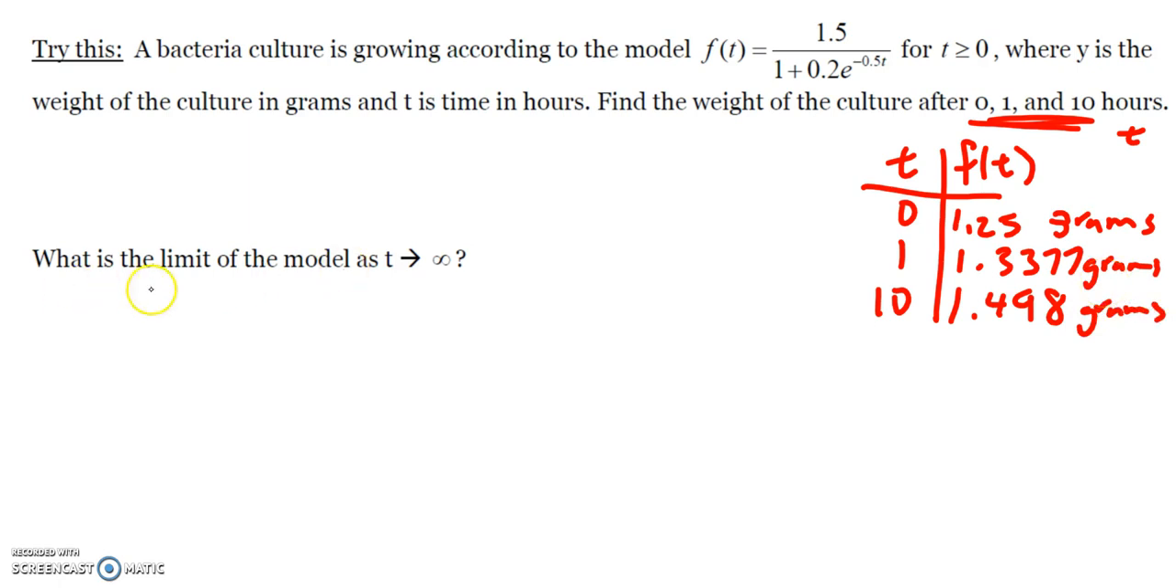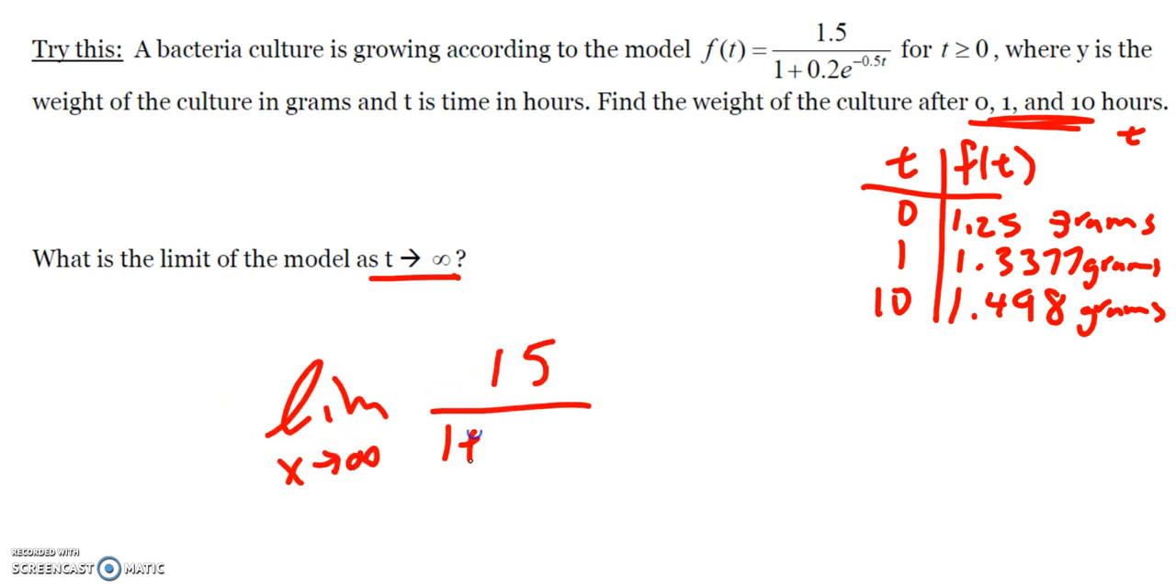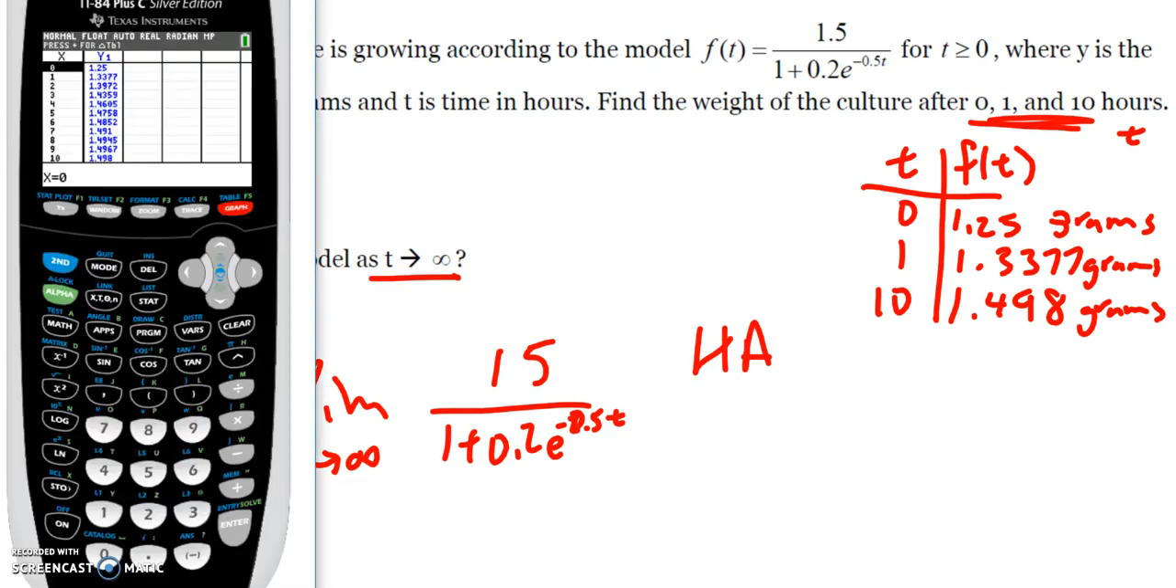So let's think about this next question. What is the limit of the model as t approaches infinity? Hopefully you're thinking about, as it approaches infinity, horizontal asymptote. So let's take a look at our graph here.